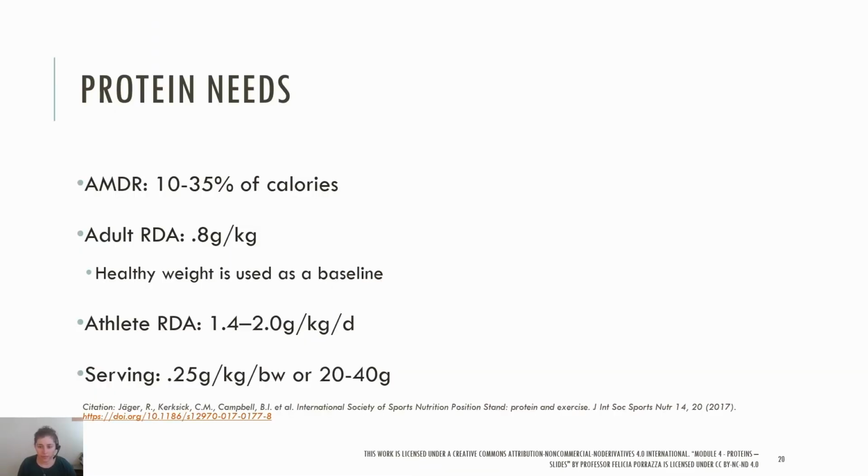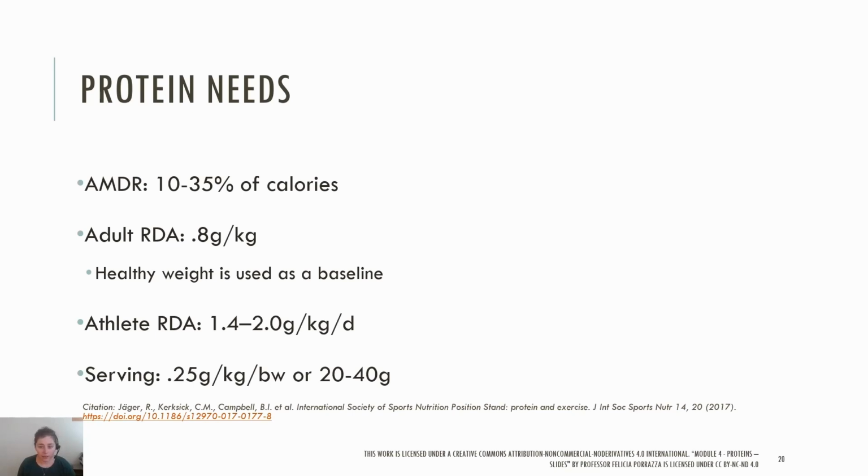Let's review protein recommendations. The AMDR for proteins is 10 to 35% of calories. The adult RDA is 0.8 grams per kilogram body weight. Healthy weight is used as a baseline as excess fat doesn't contribute much to protein needs. A tolerable upper intake limit for proteins has not been set, but it is recommended that you do not exceed the upper end of the AMDR. Remember, our bodies recycle amino acids, which is why the needs for protein are not as high as what people think. Now, for certain individuals, the RDA is higher to support increased metabolic processes.